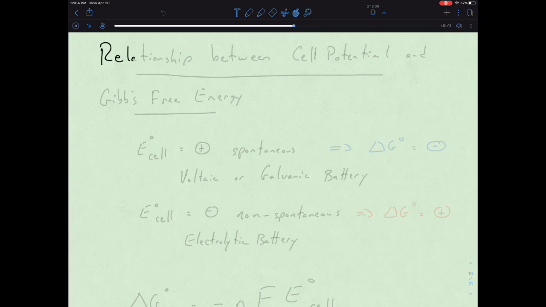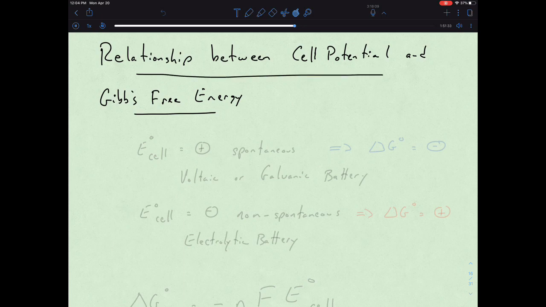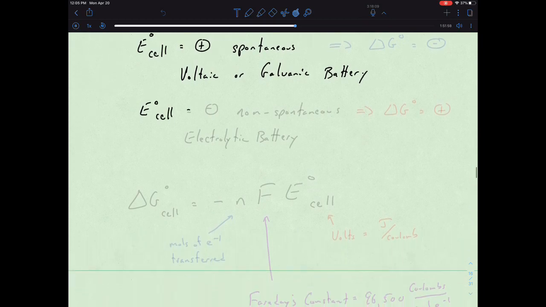There also is a relationship between cell potential and Gibbs free energy. We already talked about that in the sense of a voltaic or a galvanic battery, that if our cell potential is positive, that's a spontaneous process, or the idea of a voltaic or galvanic battery. And then we also have that idea of our cell potential being negative, and now that's non-spontaneous. And so that would be our electrolytic battery.